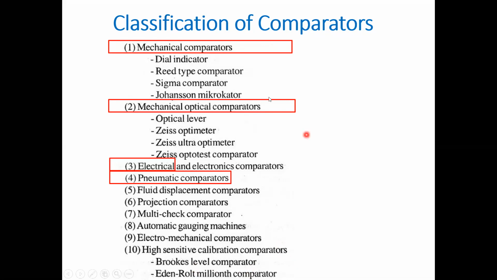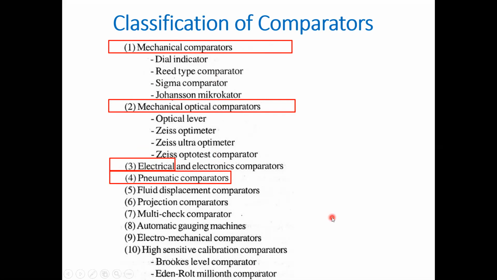As per our syllabus, we are going to discuss mechanical comparators, mechanical optical comparators, and electrical and pneumatic comparators. These four varieties we will discuss in the coming slides. Among the mechanical comparators, the first one is the dial indicator, which we already discussed; we will see the slides also. Next, we go for the Reed comparator, Sigma comparator, and Johansson comparator, and then the optical comparators and electrical and pneumatic comparators.